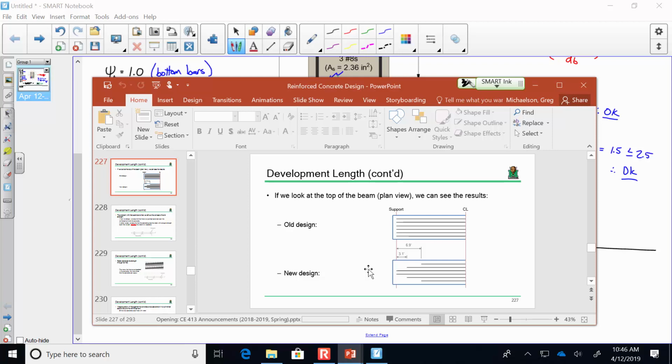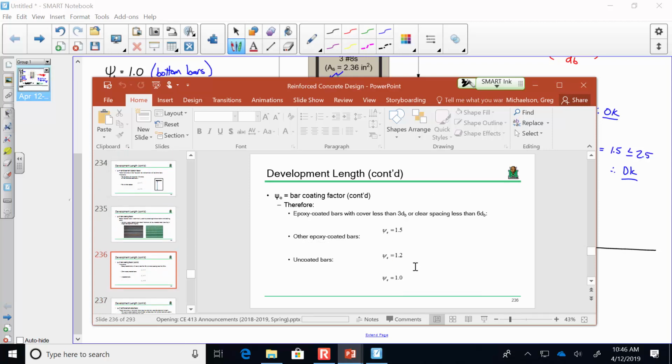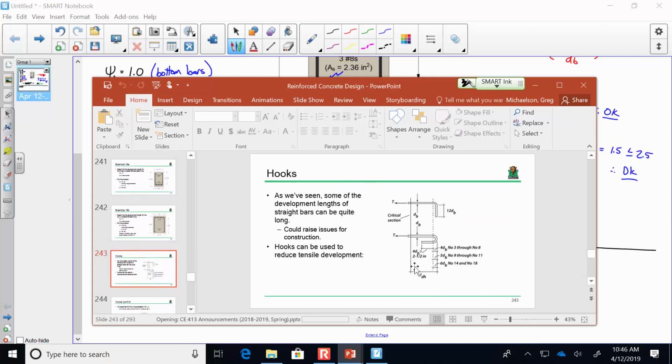Calisthenics. One of the ways that we can improve development length is we can bend the bars. In other words, how would the development length of a bar change if the bar was bent into a hook? What we just did was probably the absolute worst case scenario for development length, and there's a lot of different ways that we can improve that development length.